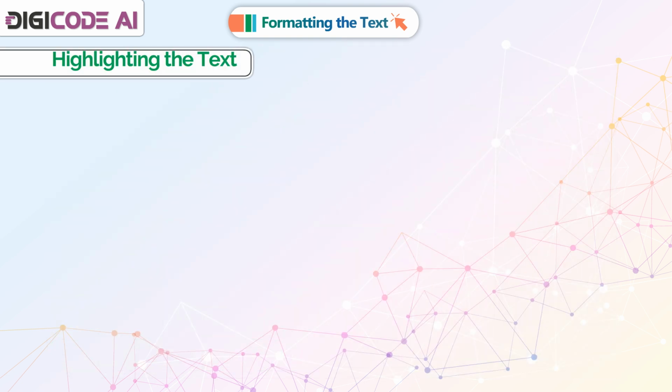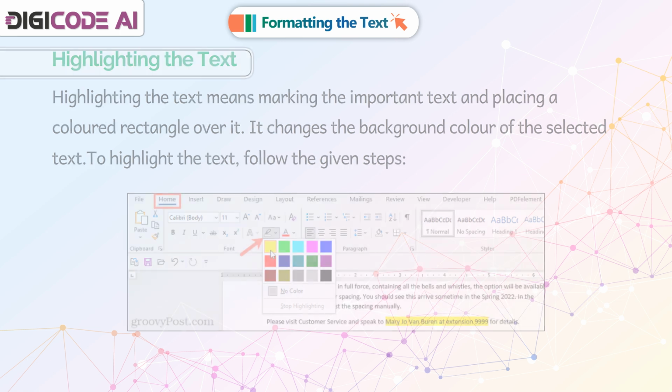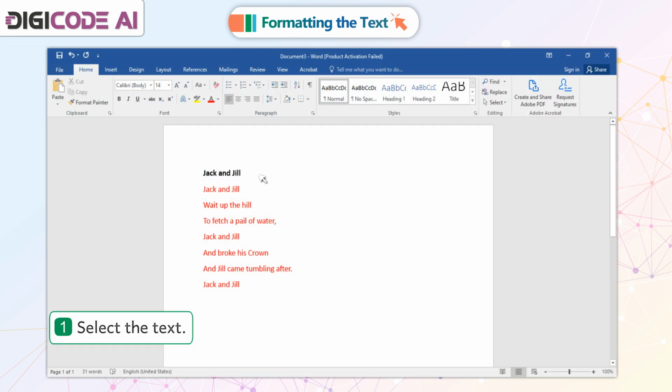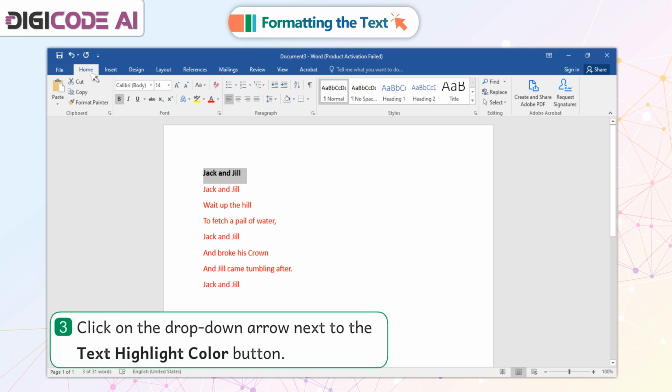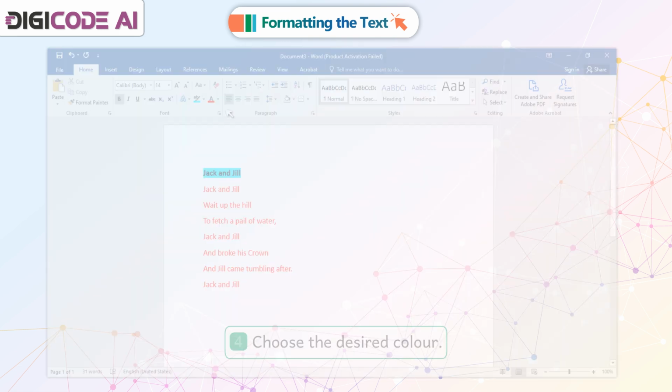Highlighting the text. Highlighting the text means marking the important text and placing a colored rectangle over it. It changes the background color of the selected text. To highlight the text, follow the given steps. 1. Select the text. 2. Click on Home tab. 3. Click on the drop-down arrow next to the text highlight color button. 4. Choose the desired color.